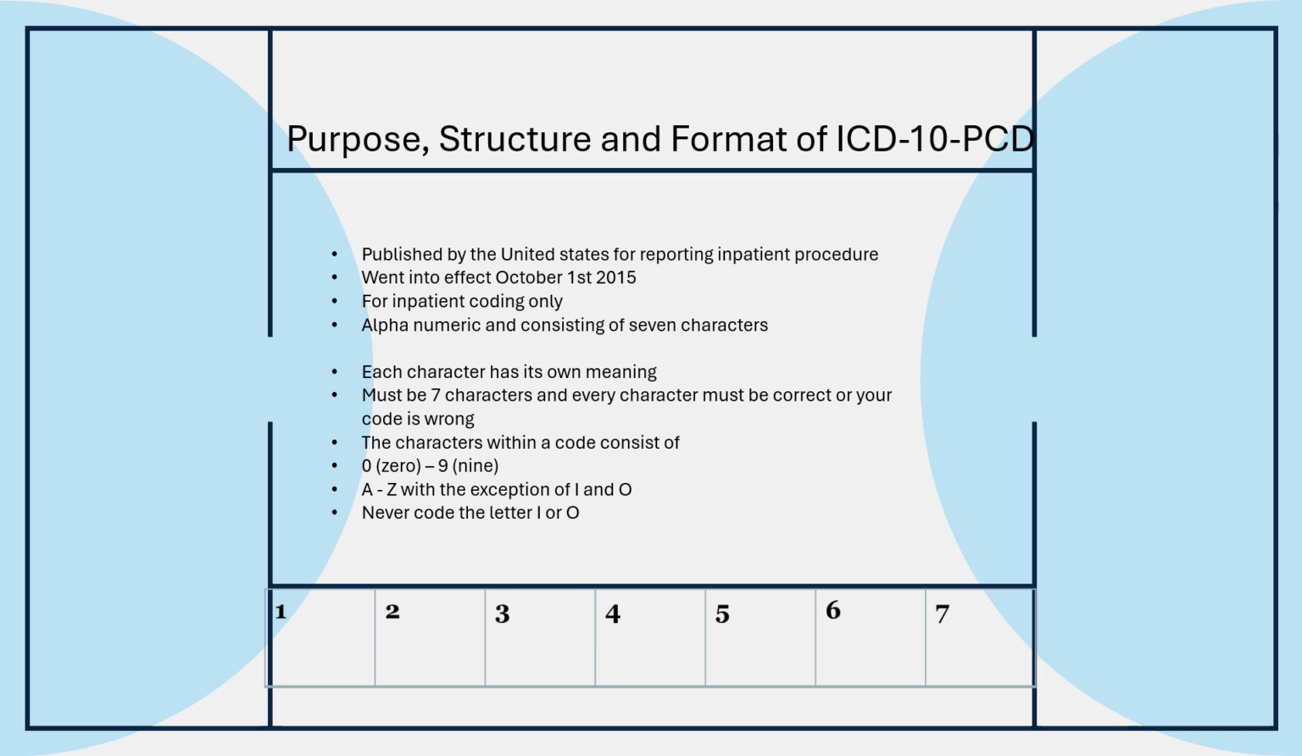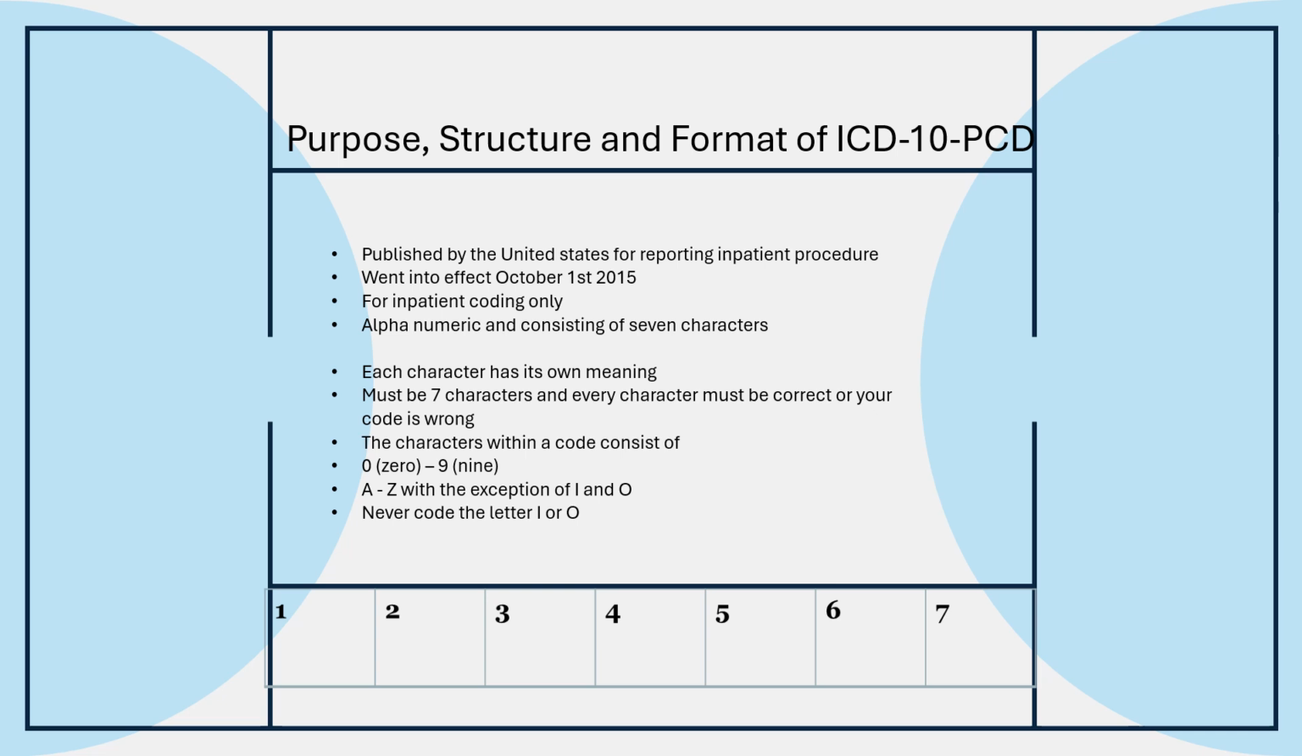The 7 characters are section, body system, root operation, body part, approach, device, and qualifier. Together, these characters provide all necessary information about the procedure, from the section of the system being addressed to any device used and additional qualifiers that may further specify the procedure.